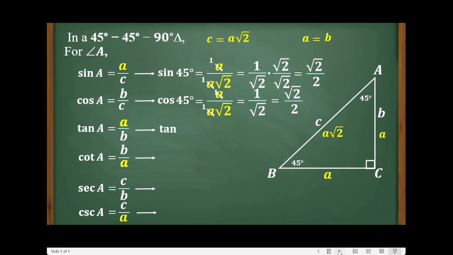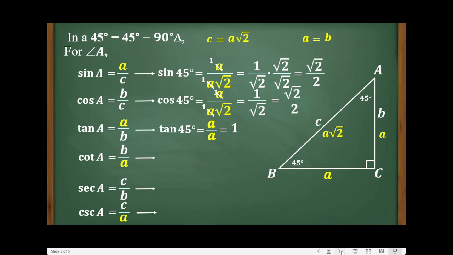Next, tangent of A, that is also tangent of 45 degrees, which is equal to A over B, which can also be replaced by A since the legs are equal. So A divided by A, and we know that is equal to 1. Therefore, tangent 45 degrees is equal to 1.